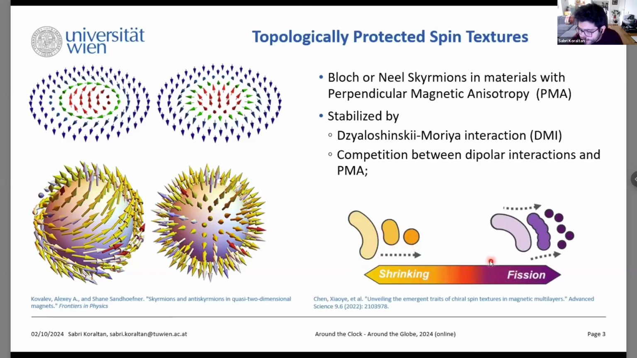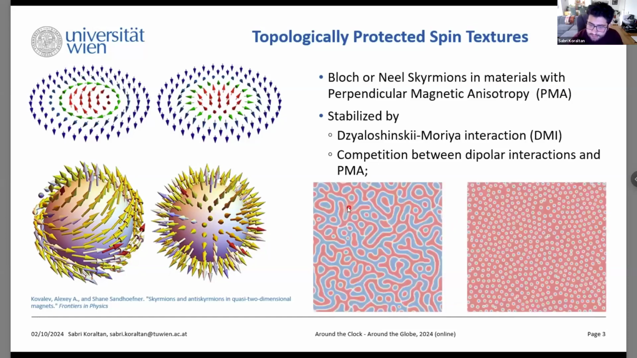The second mechanism is that we can have a stripe and then we increase the out-of-plane magnetic field, and this breaks down, it fissures or it collapses into multiple skyrmion states. And this can happen in different materials, so we can really have it in chiral magnets, for example, where we have skyrmion lattices, or we can also have magnetic multilayers.